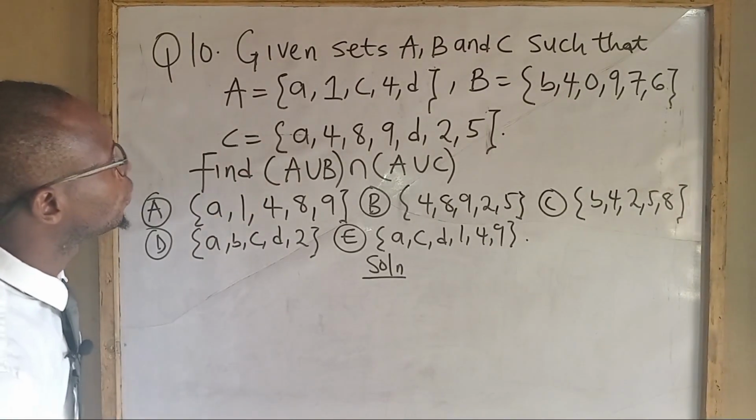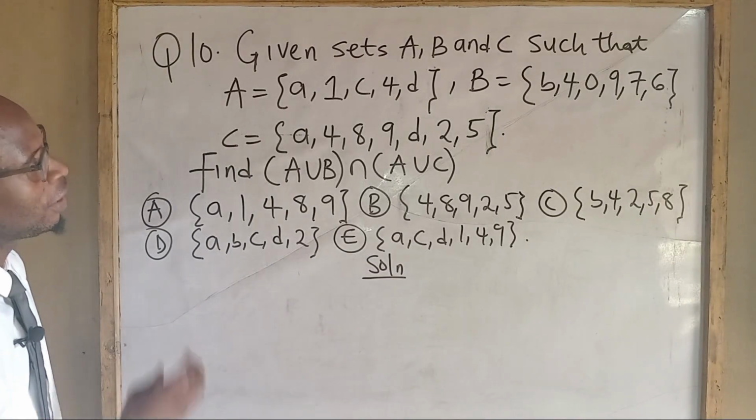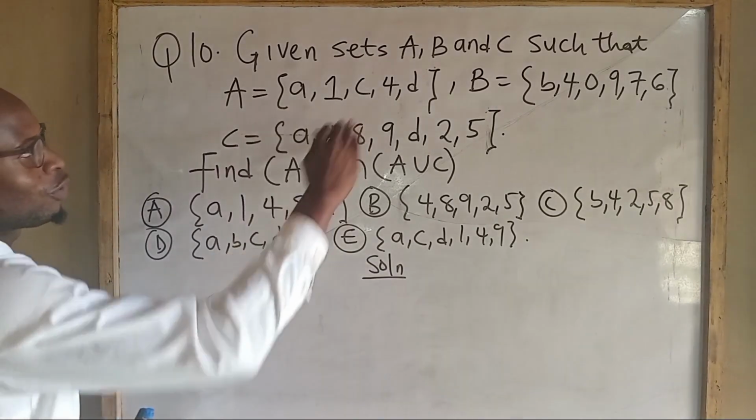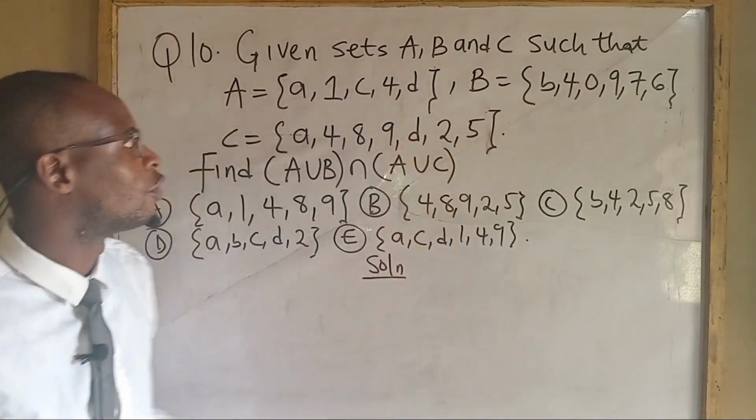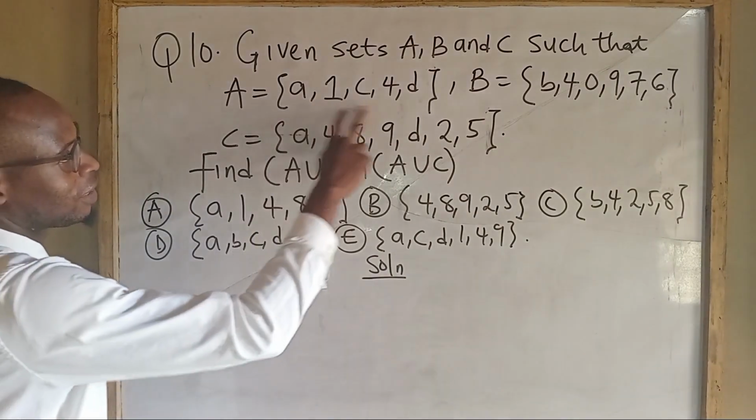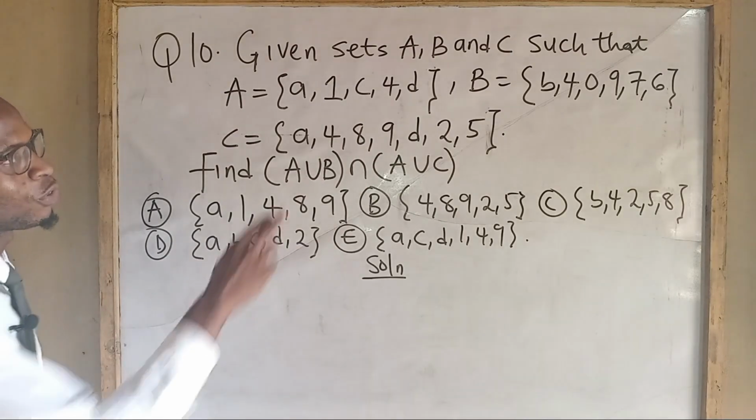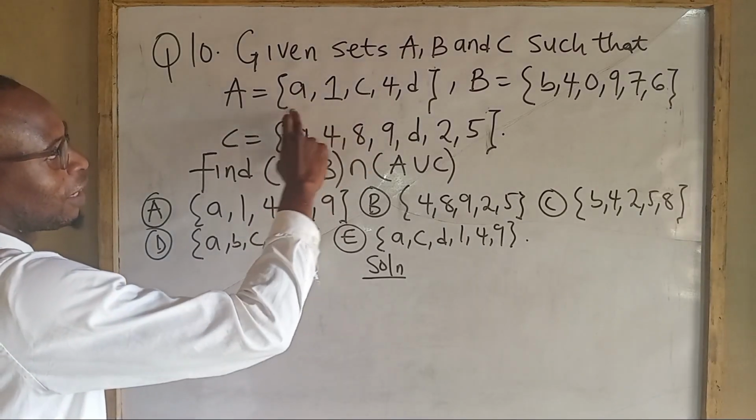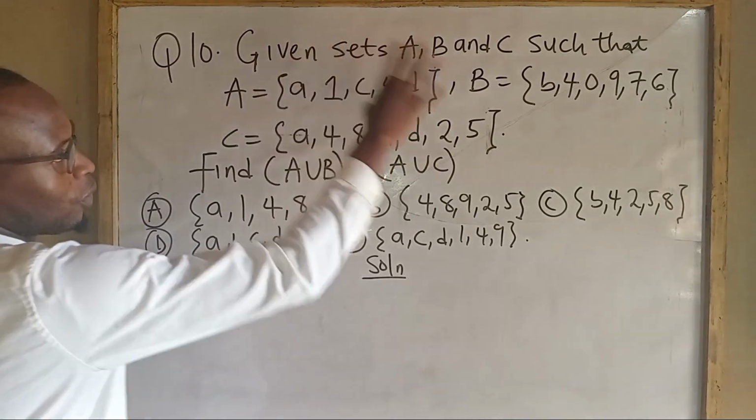So the next question, we have question 10 on board. Given sets A, B, and C such that A equals, as an element of A, 1, C, 4, D, B, 4, and so on and so forth. As you can see, the elements in a set must be represented with a lowercase letter. There must not be capital letters here. It has to be lowercase letters. So you can see everything is lowercase letter.